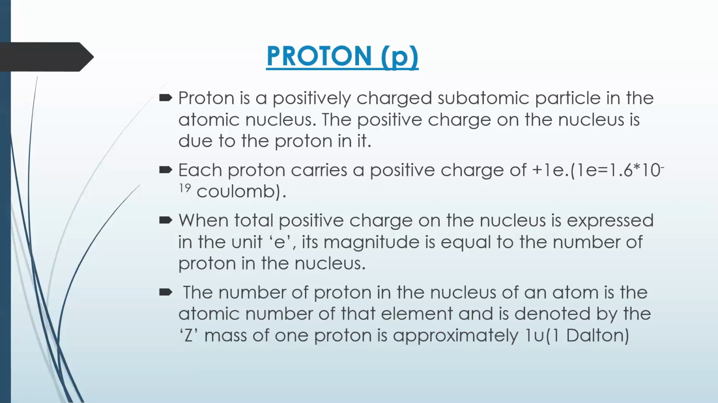When the total positive charge on the nucleus is expressed in the unit e, its magnitude is equal to the number of protons in the nucleus. The number of protons in the nucleus of an atom is the atomic number of that element and is denoted by Z. Mass of one proton is approximately 1 Dalton, which is represented by 1 u.